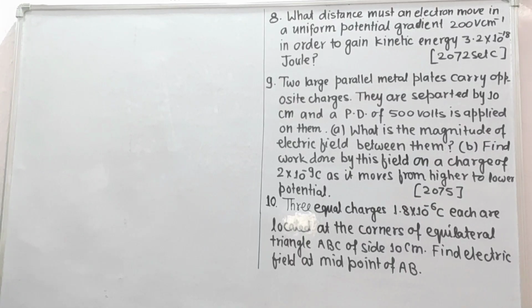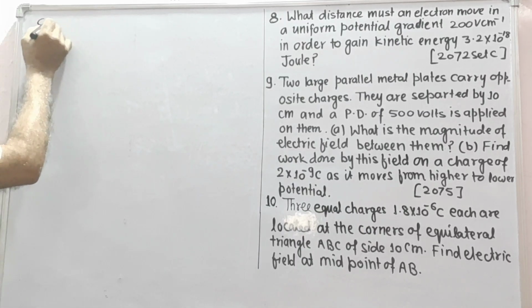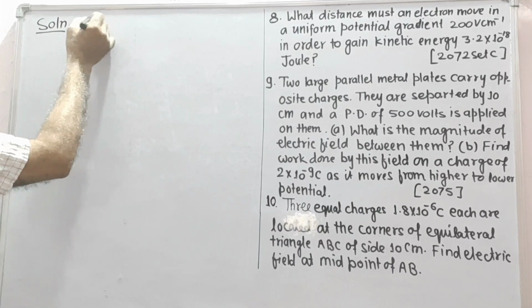Next question number 8. The question is, what distance must an electron move in a uniform potential gradient 200 volt per cm in order to gain kinetic energy 3.2 into 10 to minus 18 joules? So, solution to question 8.